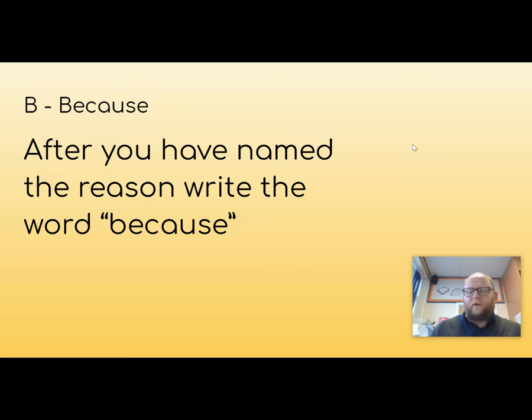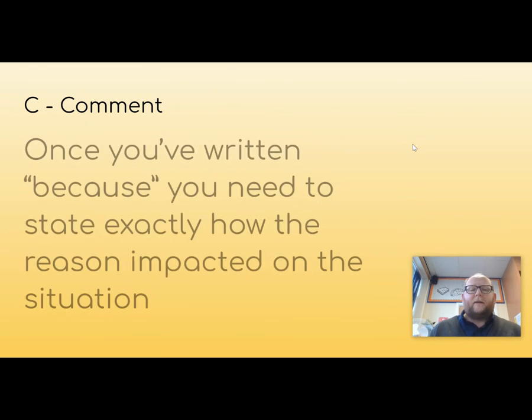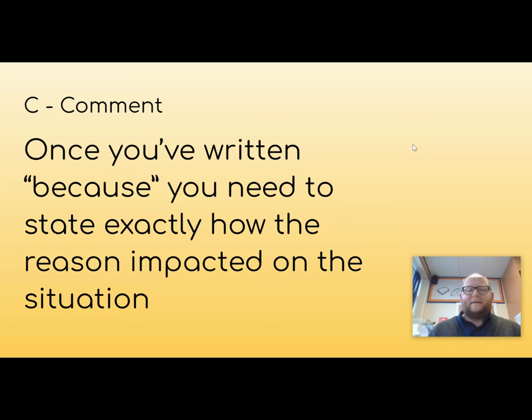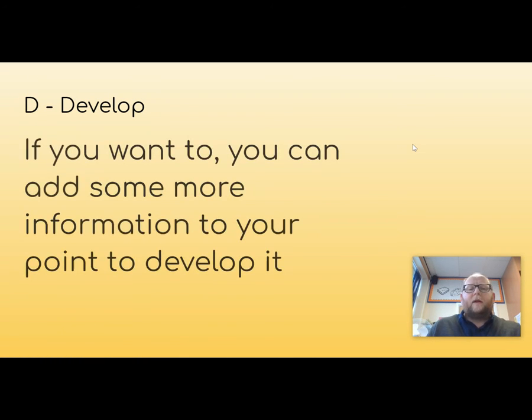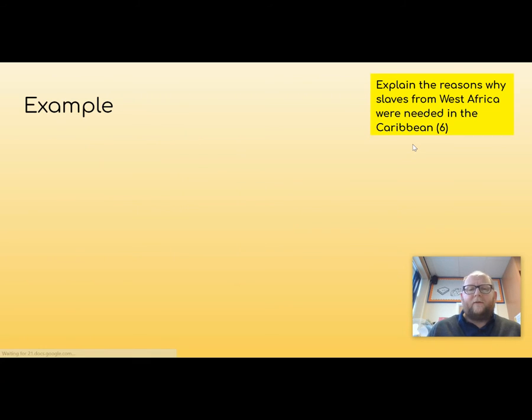And you have to do this. So you name the reason, you use the wording in the question, okay? And you use the word because, and then after that you make your comment. You need to state exactly how the reason would impact on that situation. So how does it work? Why did that reason do it? Or what was the impact of it? I'll give you an example in a minute. Okay. And D is very simple. Add some extra information to your point to develop it.